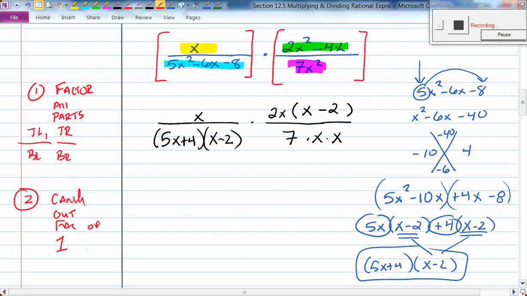We're going to cancel out factors of 1. Does anybody see a factor of 1 anywhere? Yes, what do you see? X minus 2. Yes, the whole expression x minus 2, and the whole expression x minus 2, those create a factor of 1. What's another factor of 1 you see?